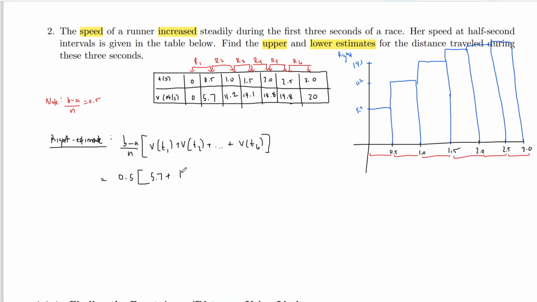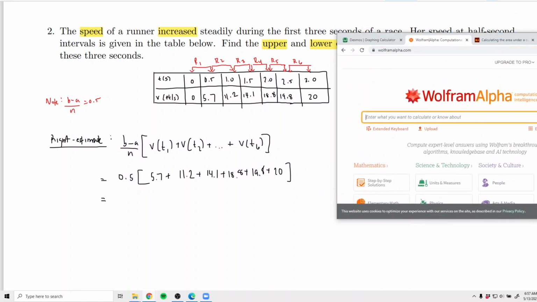Second velocity is 11.2. And you're pretty much just going to add all these up. For rectangle 3, we're using 1.5, which is 14.1 for velocity. At rectangle 4, we're using this time, which has 18.8 velocity. At rectangle 5, we're using this time, which is 19.8. And then the sixth one, time is 3, the velocity is 20. Now, just because these are kind of messy, I'm going to go ahead and just add all these up in the calculator.